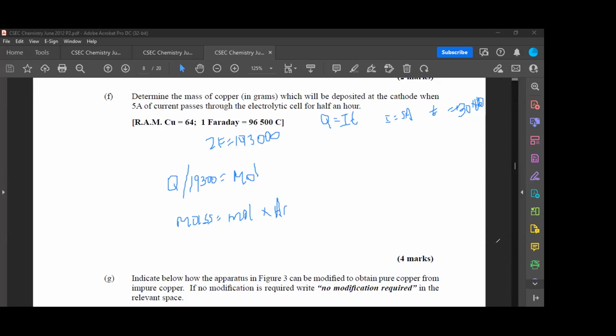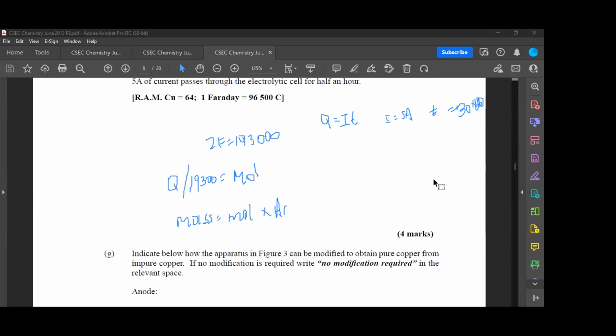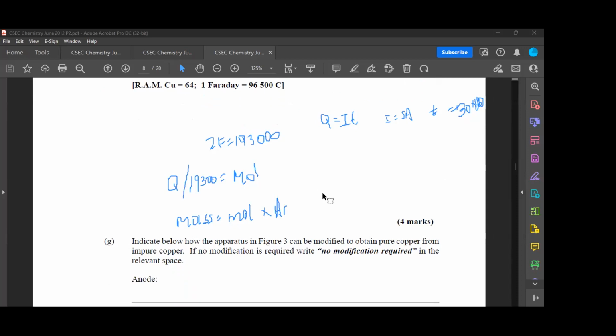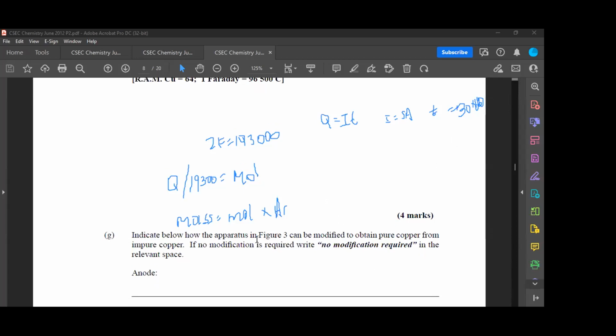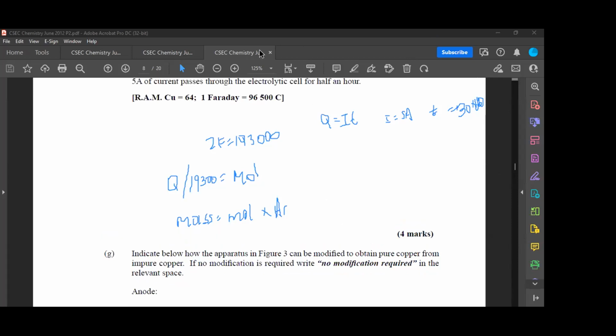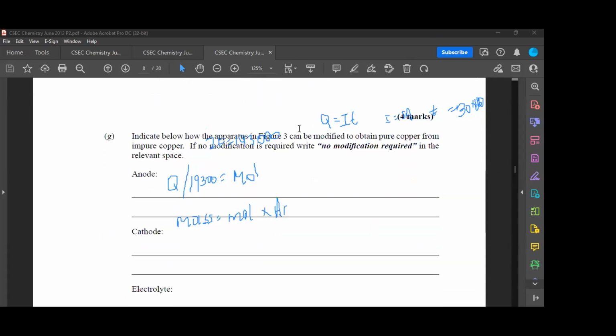Now it asks you, how could you modify this to obtain pure copper from impure copper, which you just mentioned a while ago, in the space where there's no modification, right? No modification.